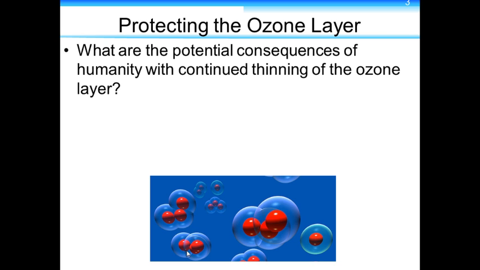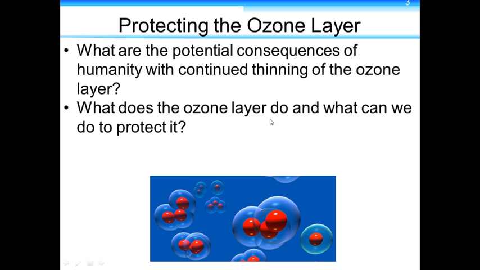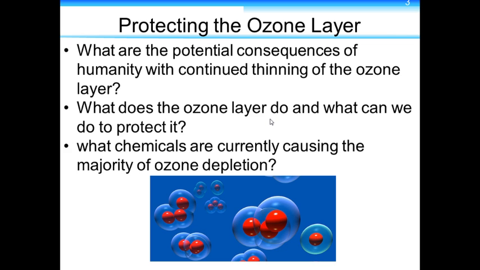So some of the questions for this chapter are, what would happen to us if the ozone layer continued to thin, if we did not take action to stop the existence of the ozone hole? And down here, this picture is showing just 3 red atoms side by side, which is the representation for the ozone molecule. What does the ozone layer do? And how can we protect it? And what chemicals are causing the ozone depletion today?